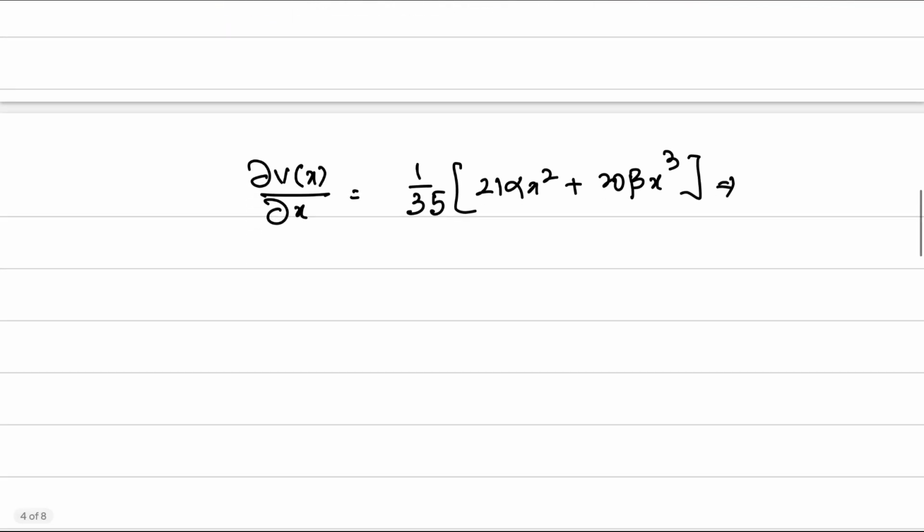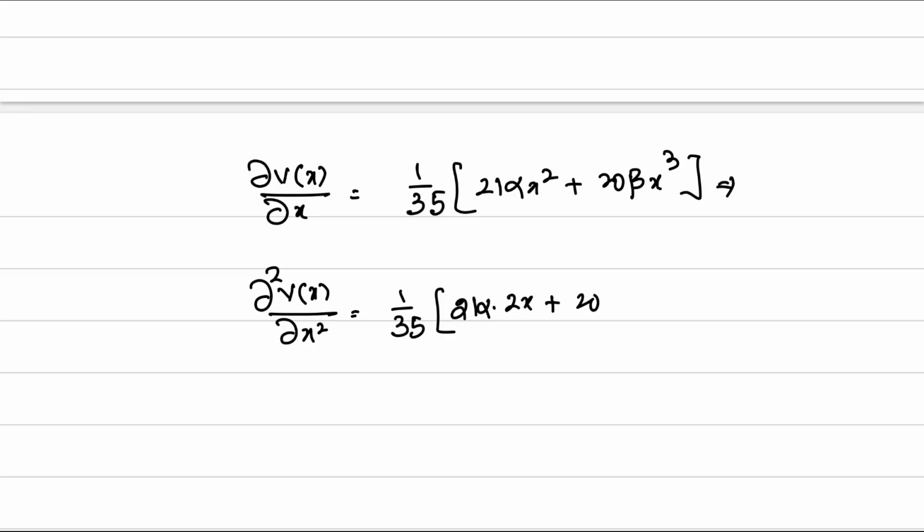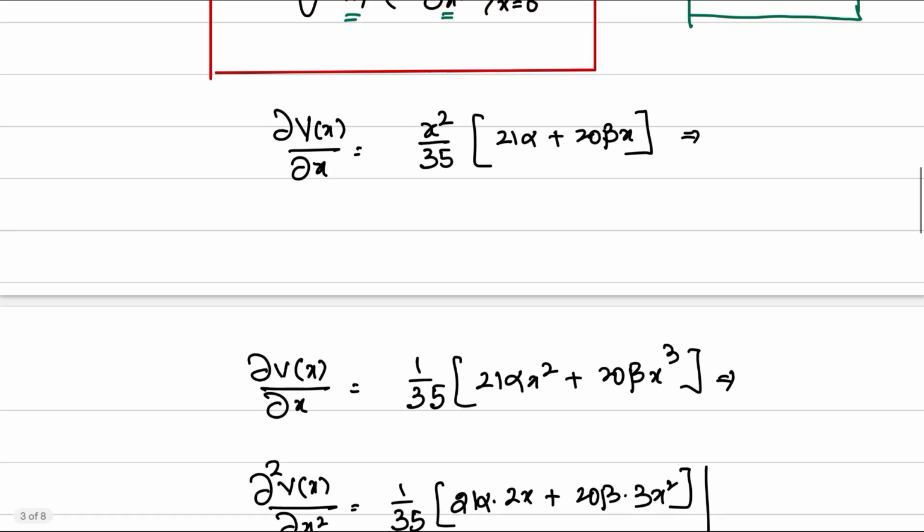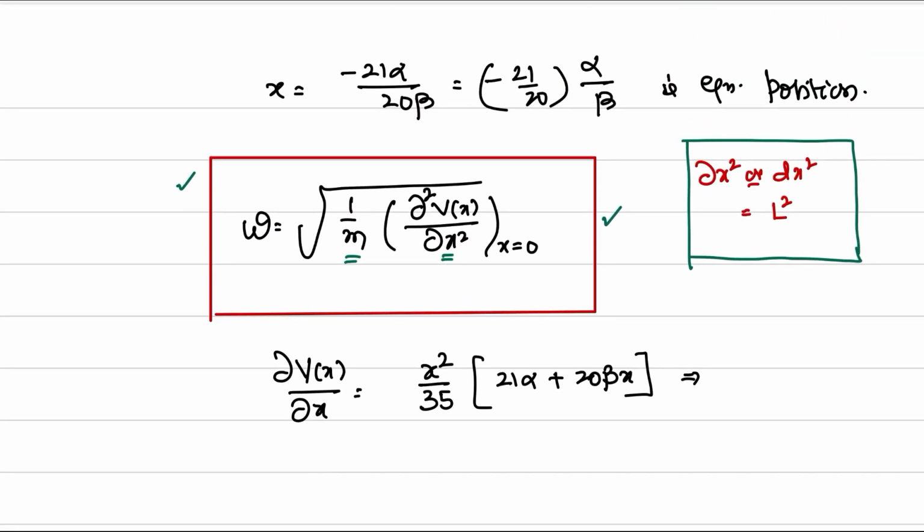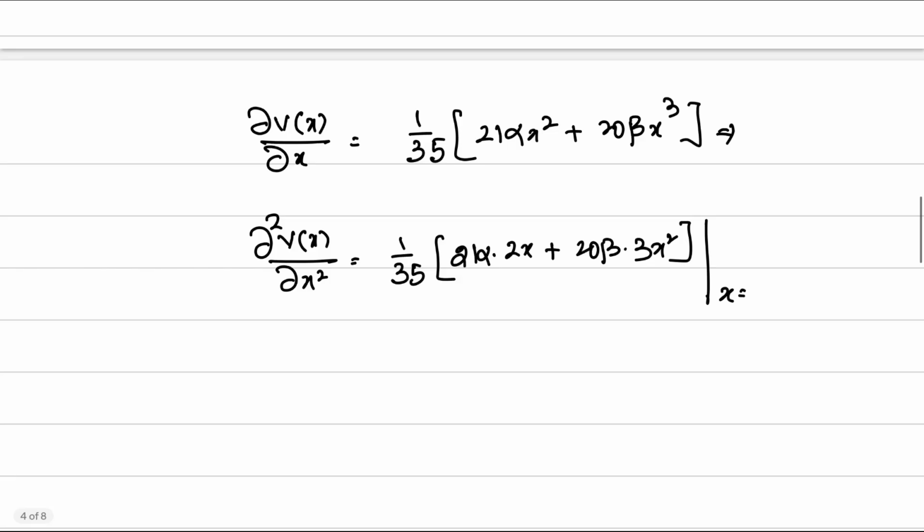Now, differentiating, what happens? ∂²Vx/∂x² = 1/35 into, differentiate this: 21 alpha is the constant, x squared differentiation is 2x, plus 20 beta is a constant, x cubed differentiation is 3x squared. And what is the value of x? We have to put x is equal to, not 0, x is equal to minus 21 by 20 alpha by beta. Minus 21 by 20 into alpha by beta.